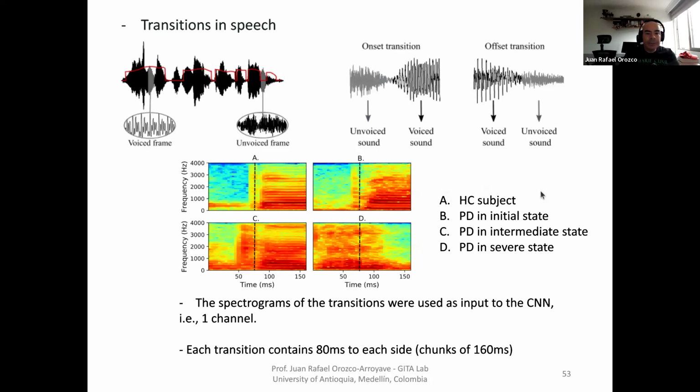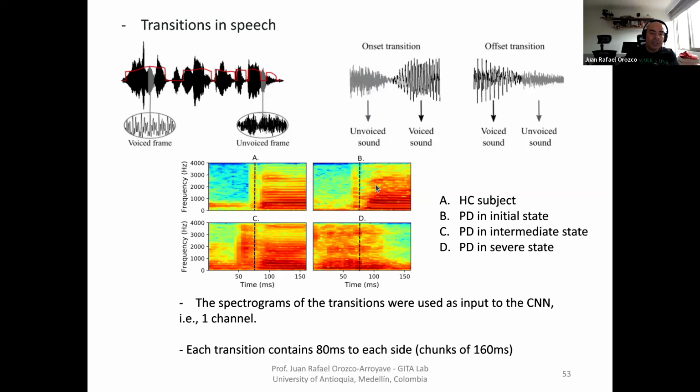Then for speech, what we did was to segment unvoiced to voiced and also voiced to unvoiced. And we took this as an example. This is a healthy control saying pa. All of this is pa. So this is a P sound, and then this is the vowel. And you can notice that there is a clear transition between the voiceless and the voiced sound.